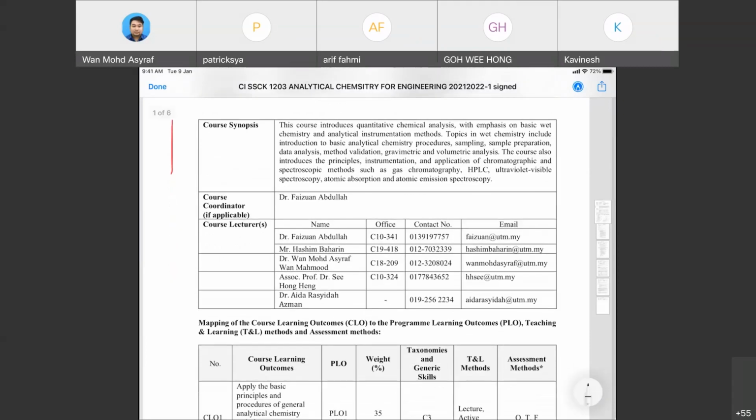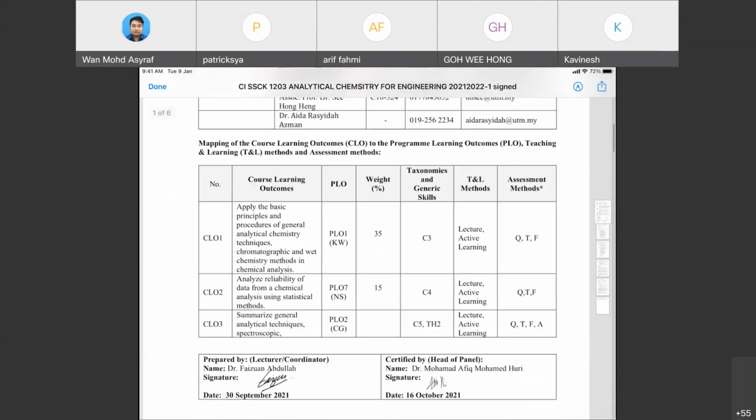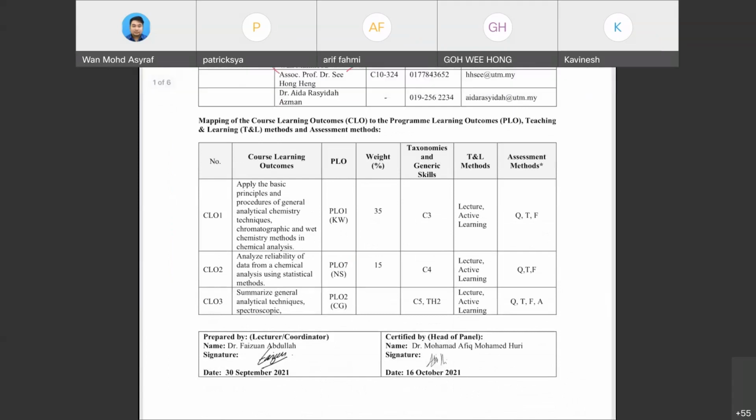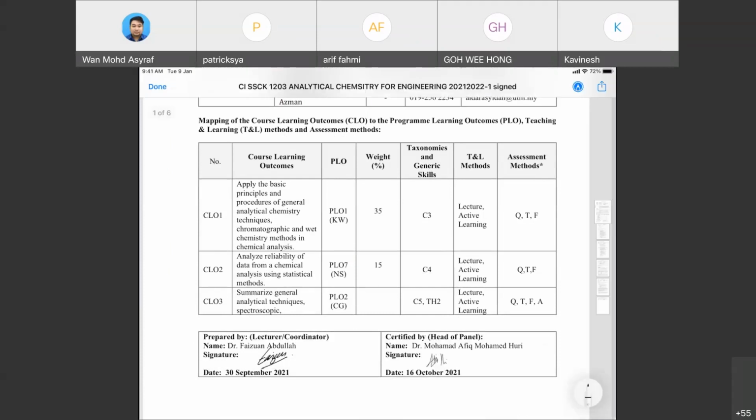All right, so basically, I am one of the instructors for the course. As you can see, there are other lecturers as well handling other sections, okay? The course information requires you to apply the basic principles and procedures of general analytical chemistry techniques. First of all, you need to know how to apply, and then you need to be able to analyze the data that you obtain from your questions.